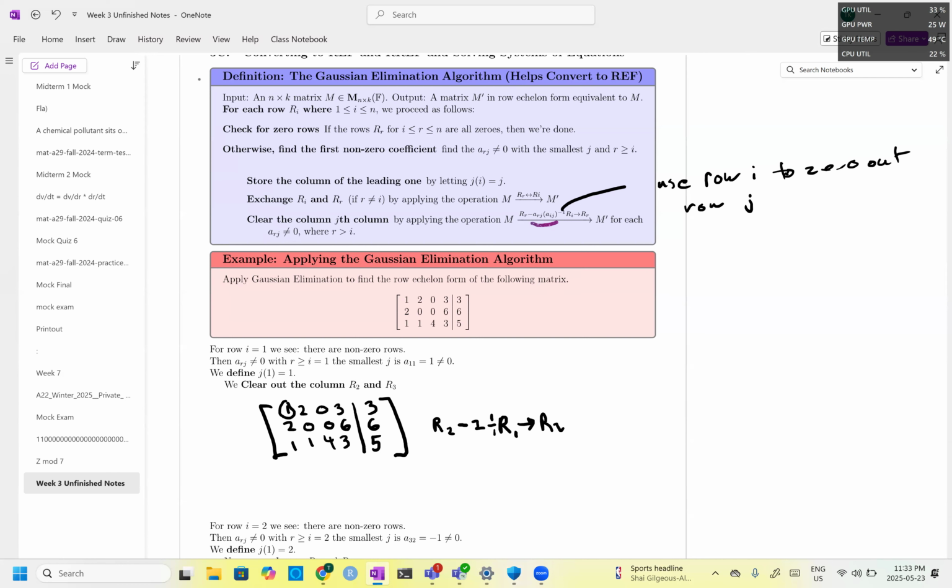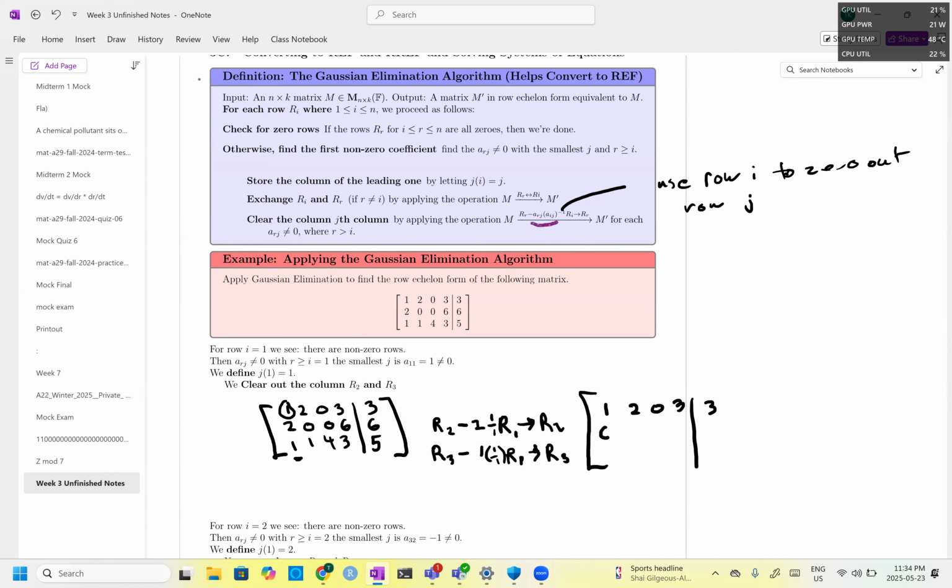Okay. Same thing for R3. R3 minus, the value here is 1, so it's 1 times 1 over 1. R1 replaces R3. The first row isn't being touched, so it doesn't change. Now the second row, what am I doing? I'm subtracting 2 times R1. So I take R2 and I minus 2 of R1.